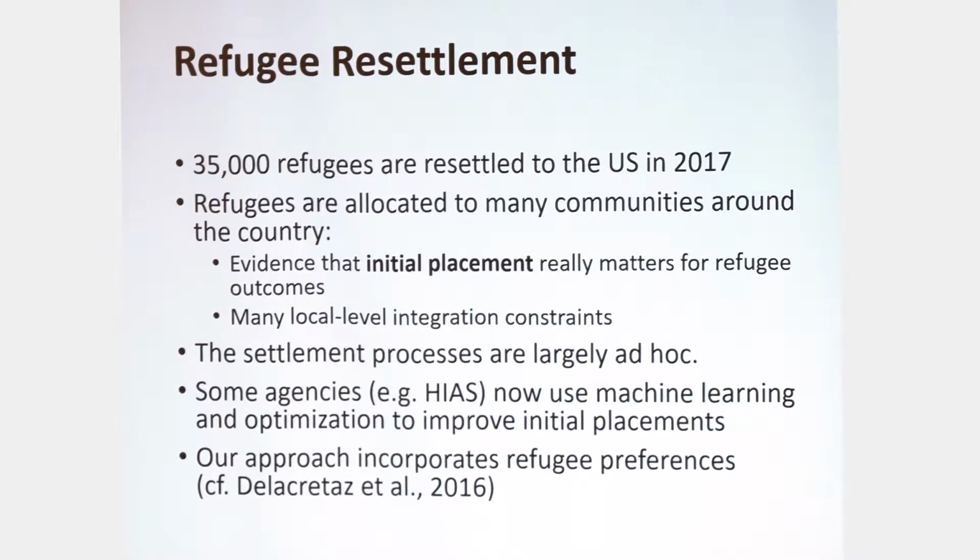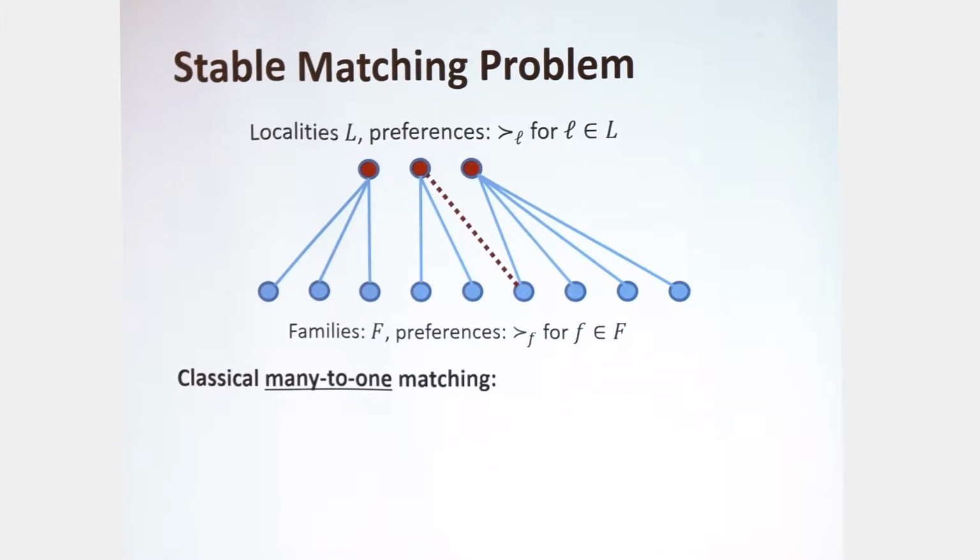Actually, our co-author has a paper about this. For further improvement of the placement, we use a market design approach considering refugee preferences. And when considering preferences over the two sides of the market, this brings us to the classical many-to-one matching.